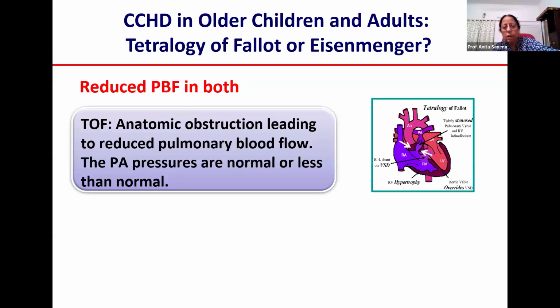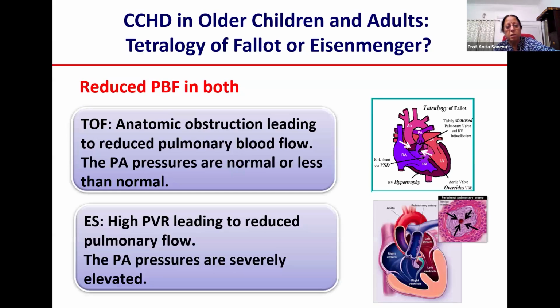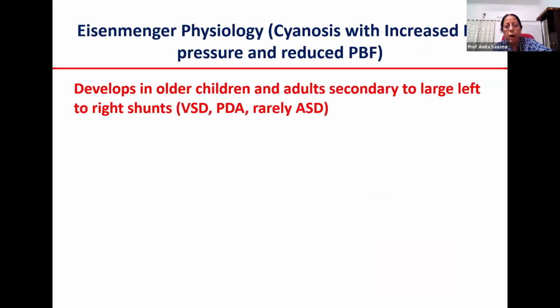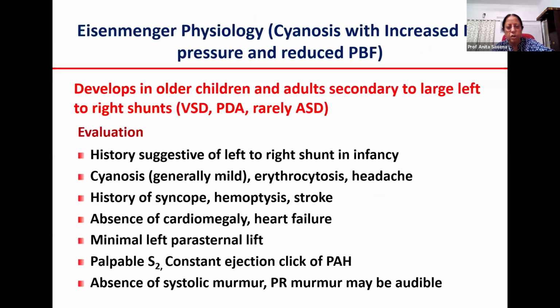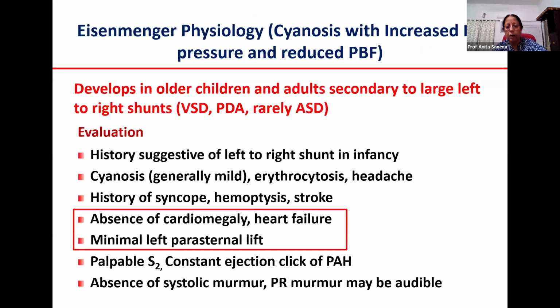See, tetralogy has reduced pulmonary blood flow, and Eisenmenger also has reduced pulmonary blood flow. The only difference is that pulmonary artery pressures are severely elevated and pulmonary vascular resistance is severely elevated in Eisenmenger, unlike tetralogy of Fallot. So Eisenmenger, we all know, develops secondary to a large left to right shunt, most often VSD or PDA, and we saw one patient of VSD today. But what is important is that there is no cardiomegaly, there is no heart failure, and there is minimal left parasternal lift, and that is what makes it very similar to tetralogy of Fallot.